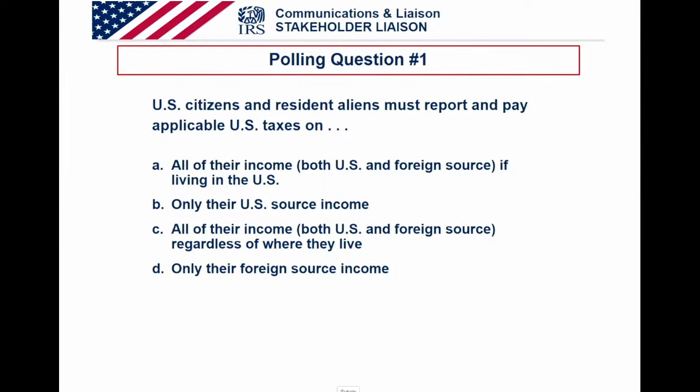So, here is our first polling question. Which option completes the sentence? U.S. citizens and resident aliens must pay applicable U.S. taxes on A, all of their income, both U.S. and foreign source, if living in the U.S.; B, only their U.S. source income; C, all of their income, both U.S. and foreign source, regardless of where they live; or D, only their foreign source income.